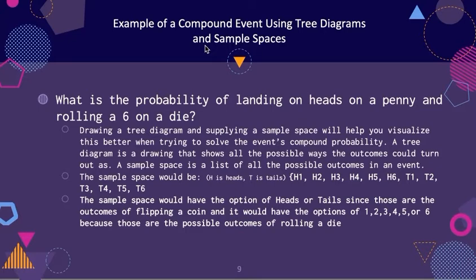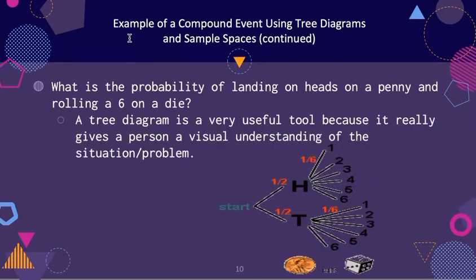The sample space would have the option of heads or tails since those are the outcomes of flipping a coin, and it would have the options of 1, 2, 3, 4, 5, or 6 because those are the possible outcomes of rolling a die. A tree diagram is a very useful tool because it really gives a person a visual understanding of the situation or problem. So if you notice, you start and you flip a coin, and you have the outcome of heads or tails, and then after that you roll a die, so you have any option from 1 to 6.